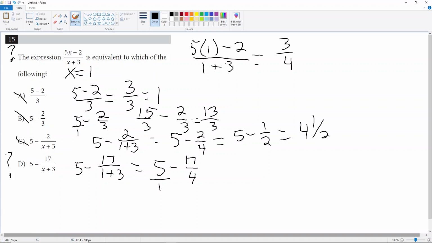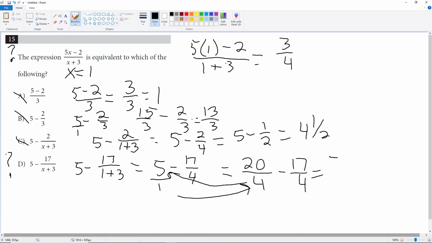Well, that's like 5 ones minus 17/4. I need a common denominator. It's 4. 1 goes into 4 four times. 4 times 5 is 20. So this is 20/4 minus 17/4, which equals 3/4. So there, I verified that the answer is D, or found that the answer is D.